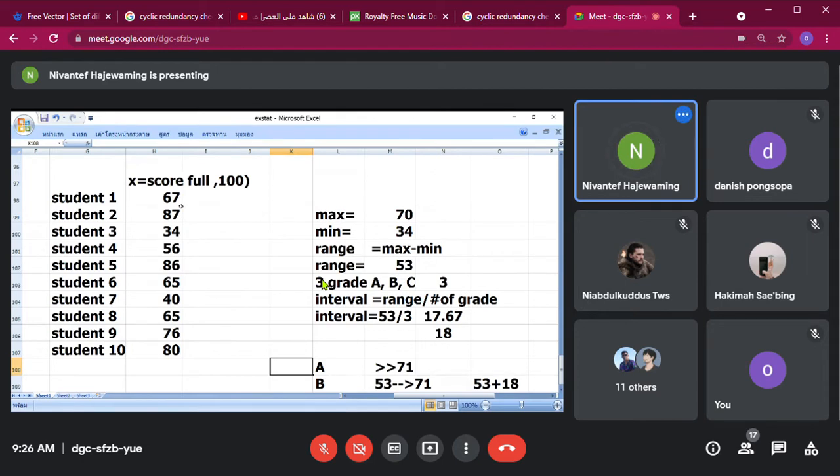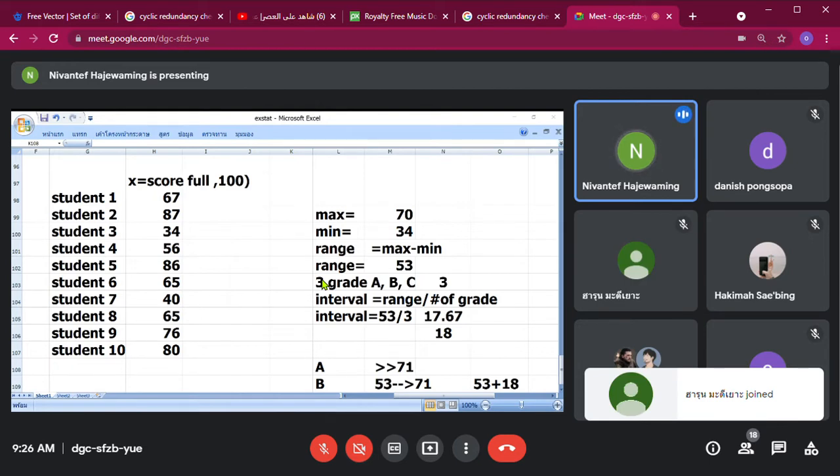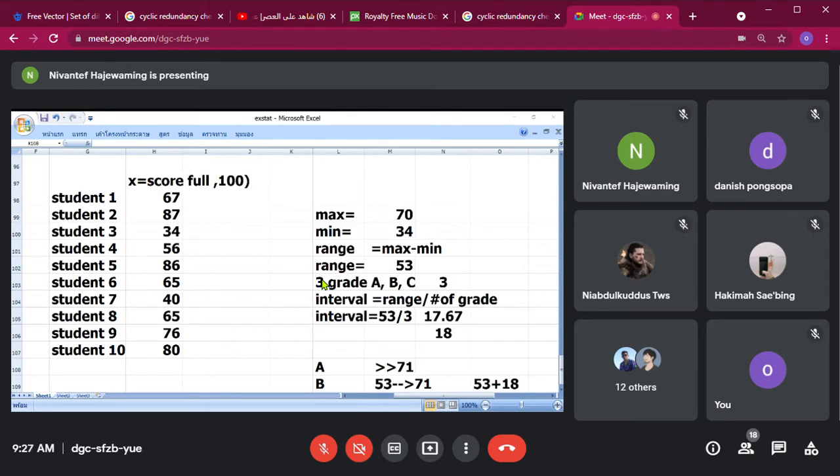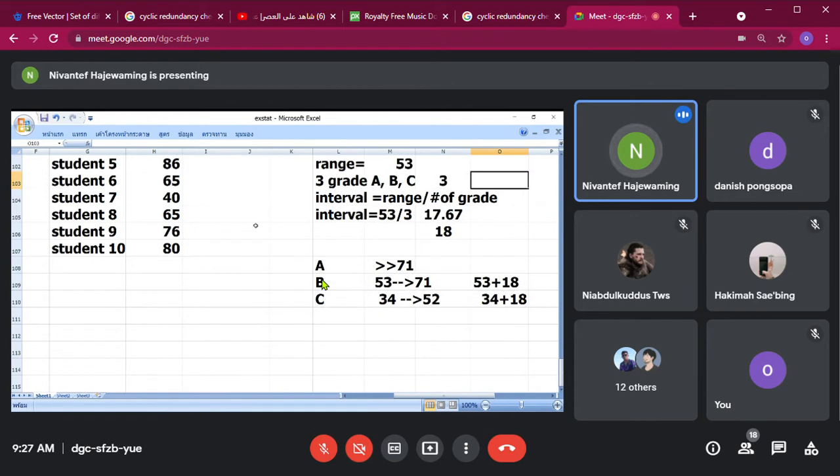It is a raw score. We have to do nothing about this data. We do nothing about this data, right?